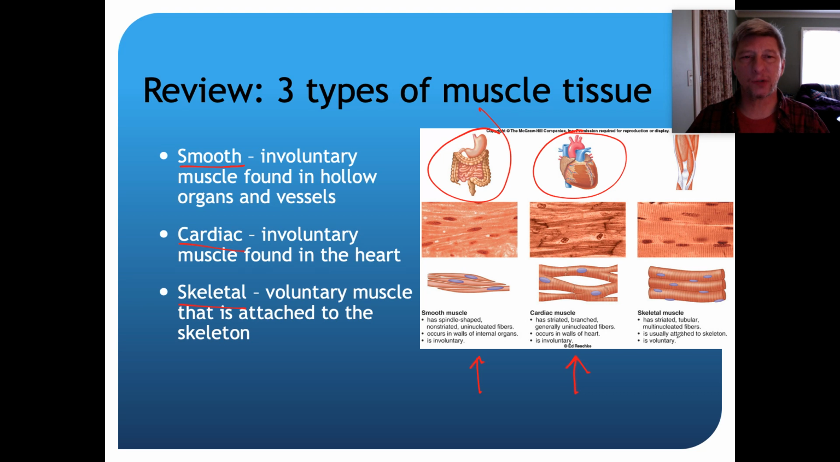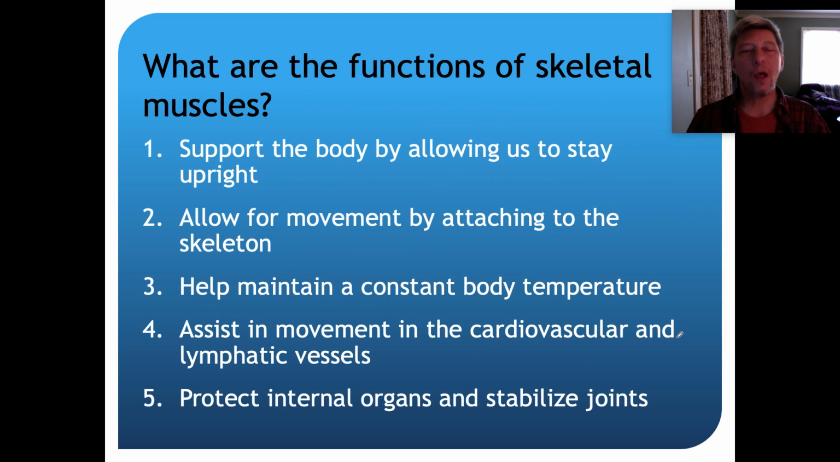These are the ones where we actually have to send a signal from our brain down to that particular muscle so that we can make a fist or write our name. It's all voluntary. The functions of skeletal muscle are to support the body by allowing us to stand upright. If your muscles are weak, you may not be able to stand or hold your body erect. They allow for movement by attaching to the skeleton. This is the voluntary aspect.